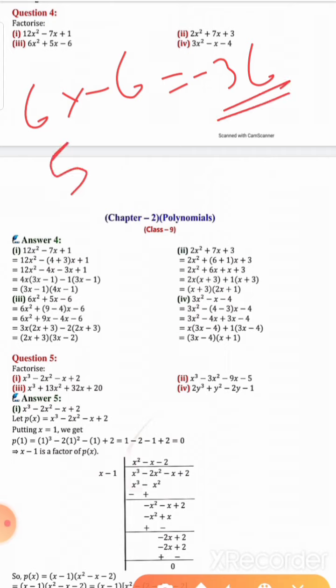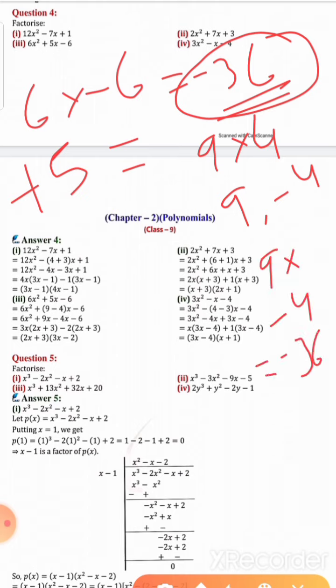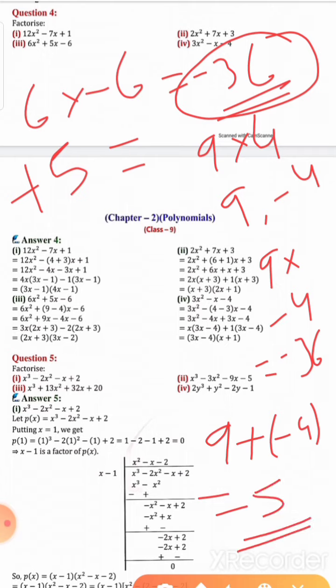So we first find the factors of 36 by using two numbers, 9 fours are 36, but we want the middle term in positive 5 and the product negative. So here we use 9 as the positive term and 4 as the negative term. So 9 into minus 4 we get minus 36, and adding these two terms, 9 plus minus 4, that is 9 minus 4, we get our middle term 5. So we split 5 by using these two numbers, 9 and minus 4.